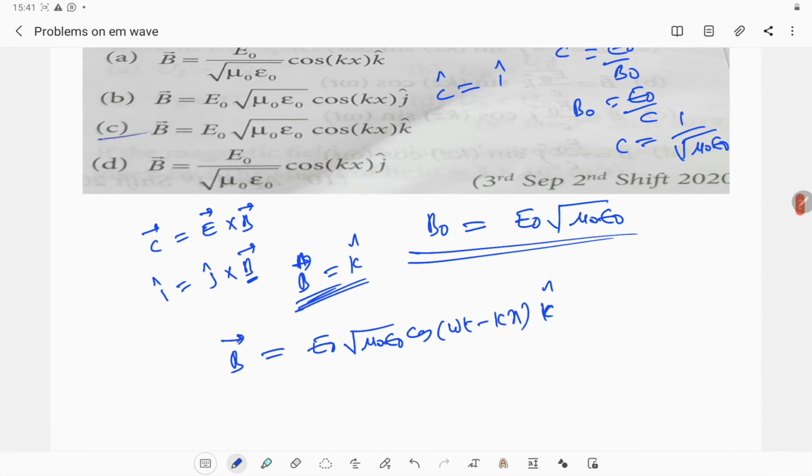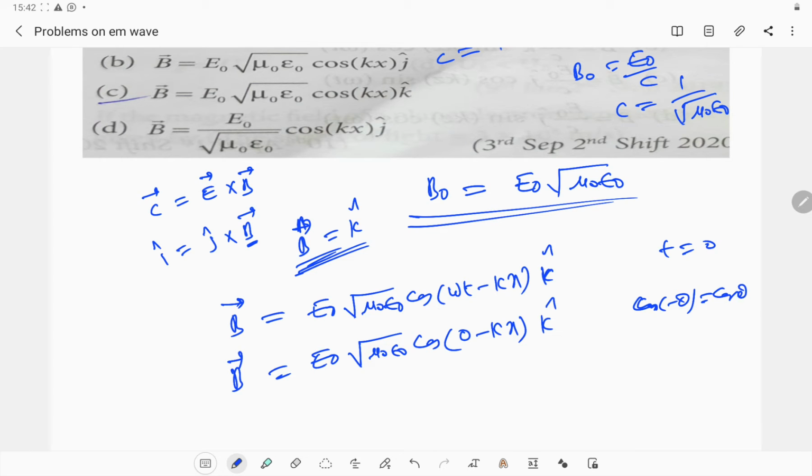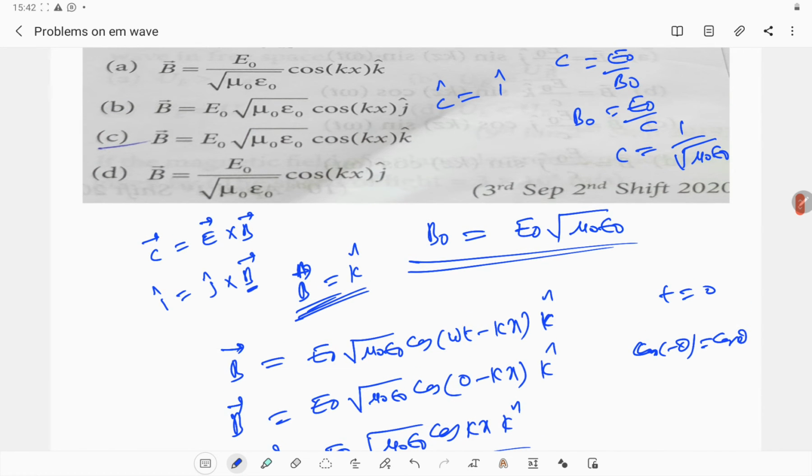But here I have to find out at time t is equal to 0. Therefore, B bar is equal to E naught root mu naught into epsilon naught cos(0 minus kx) into K cap. Cos of minus theta becomes cos theta. Therefore, B bar is equal to E naught into square root of mu naught epsilon naught cos kx K cap. This is the final answer. Therefore, C is the correct answer.